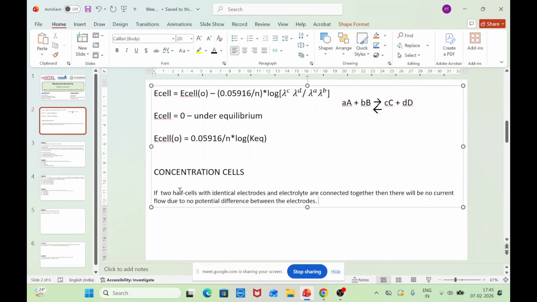But now I tell you this is true, but again if you do some modification, you can actually make current flow, or if I make some modification, I can bring a potential difference within the system, and that potential difference will lead to current flow in the electrochemical cell. Tell me how I can do that. If I do a particular modification to the system, then I can create a potential difference in the electrochemical cell, which will help in the flow of the current through the cell.